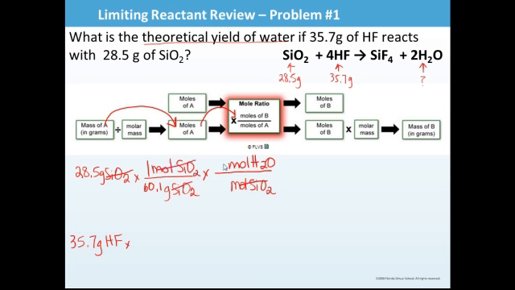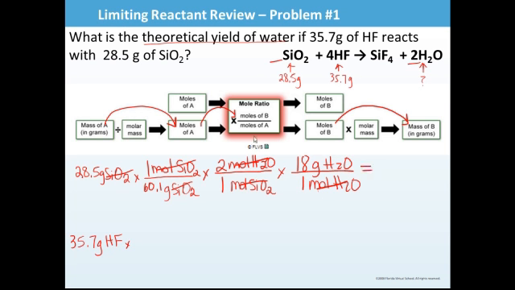Remember here, mole ratio is from your balanced equation, so that's your coefficients. Water has a coefficient of 2, silicon dioxide has a coefficient of 1. And we're solving for theoretical yield, so we actually need to convert moles of water, which we just did, to grams of water. So we have moles of water here. We see that we're going to multiply by molar mass, which we knew that already. We know molar mass of water is 18 grams per mole.